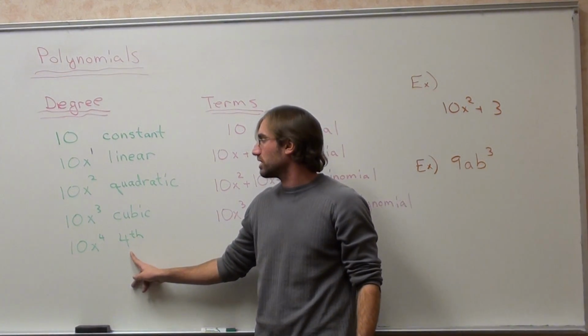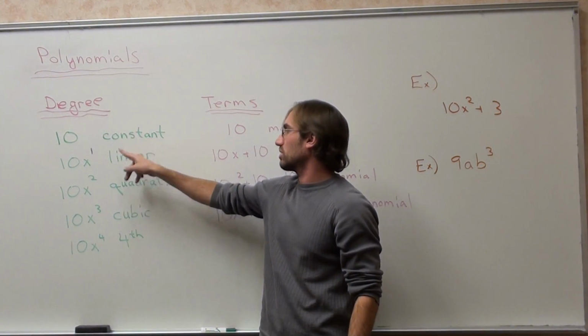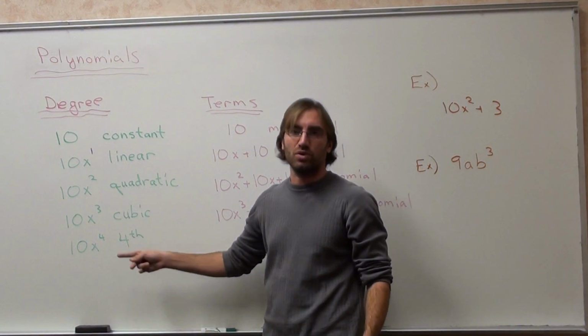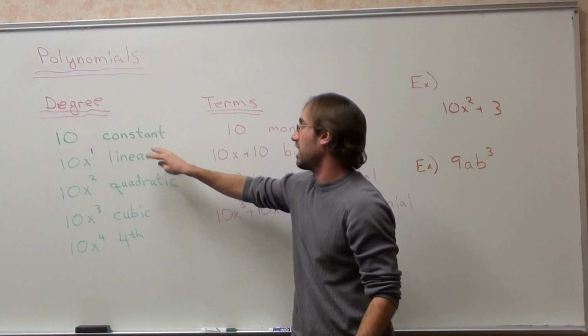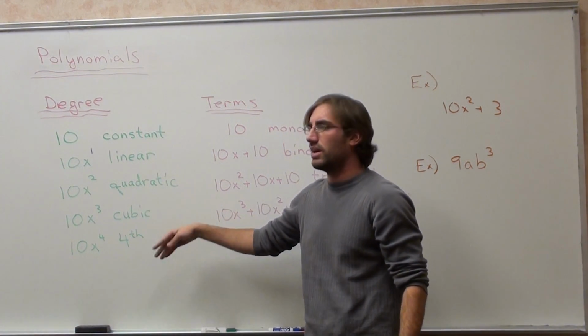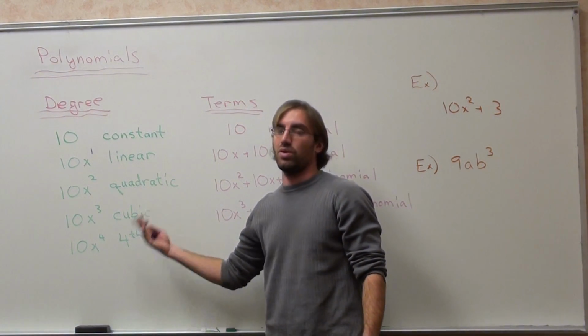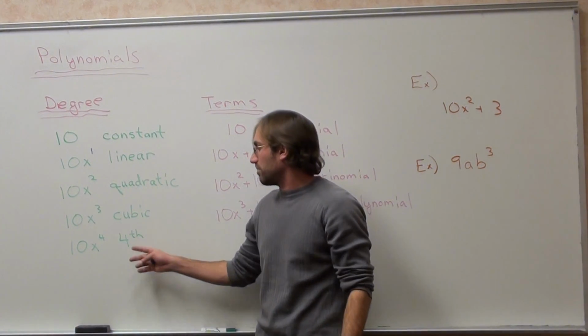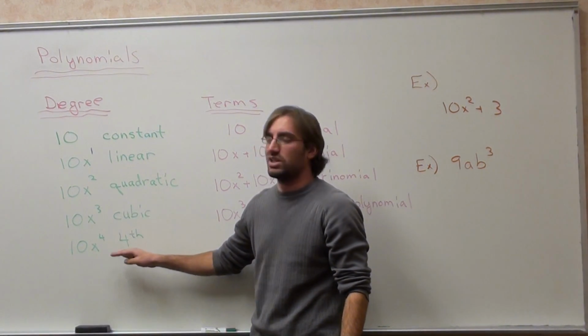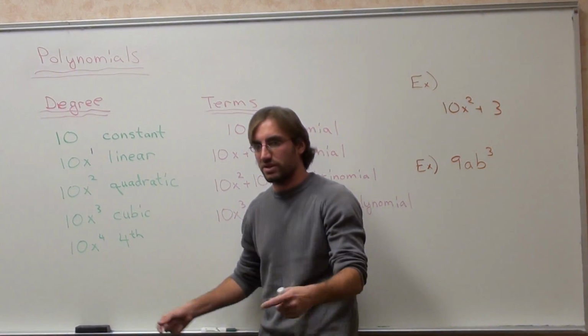Actually, I think that's called quartic. Some books just say 0 degree, 1 degree, 2 degrees, 3 degrees, 4 degrees, 5 degrees. But some books tell you to use the names, and some teachers expect you to know them: constant, linear, quadratic, cubic. I don't think anybody expects you to remember quartic, but I think it's quartic. I don't even know off the top of my head. But after cubic, you can just generally say 4th degree, 5th degree, 6th degree.